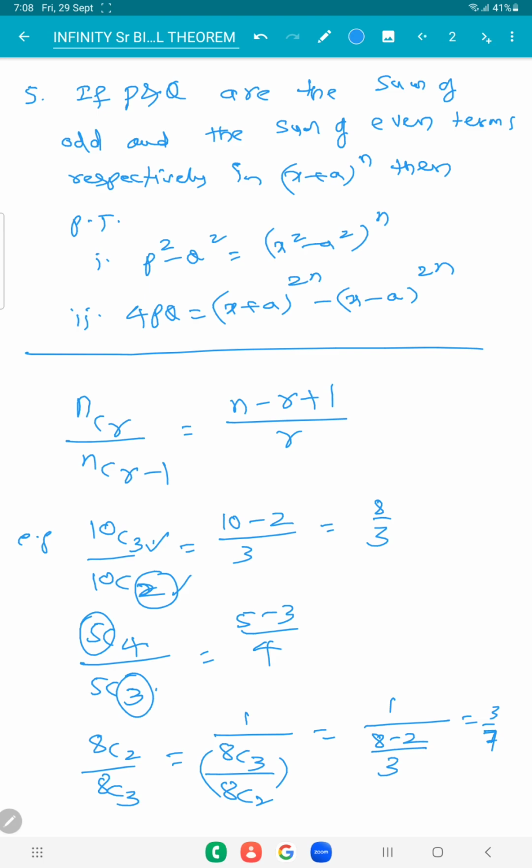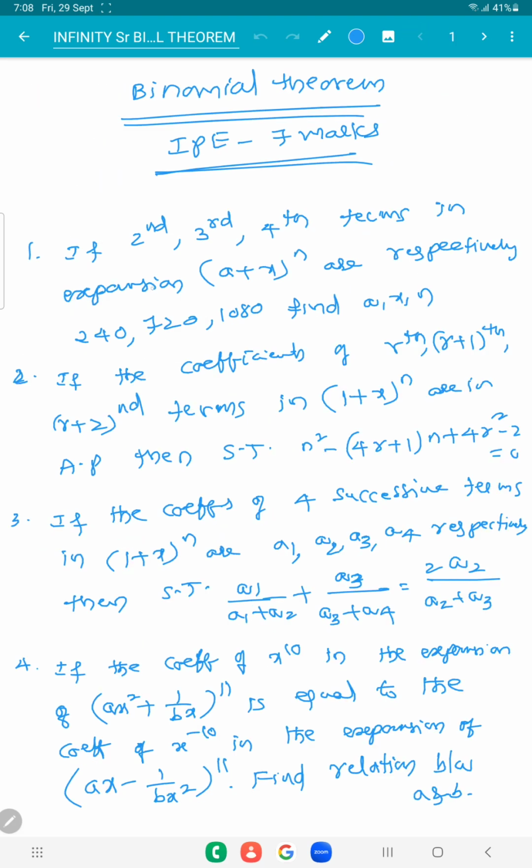Most frequently we use this result. The first question, once check that, what is the first question? The second, third and fourth terms in the expansion of a plus x whole power n are respectively 240, 720, 1080. Find a, x, n. So the expansion is a plus x whole power n. Let us get into that first question.